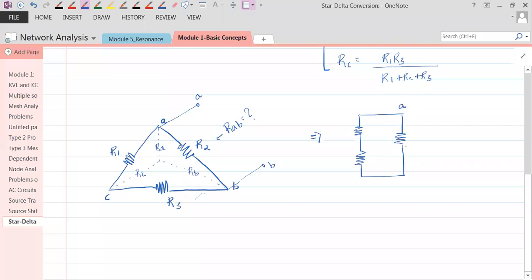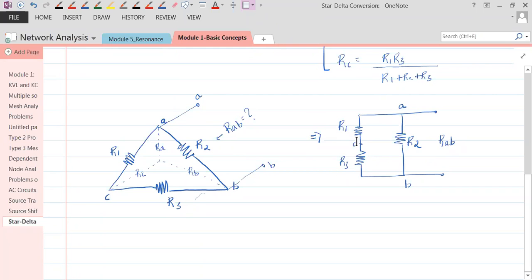Suppose this is A and B, this would be your C. If this is your C, what is between A and B? R2 is there. Between A and C, R1 is there. Between B and C, R3 is there. Can you now give me what is RAB? How are R1, R3 connected?